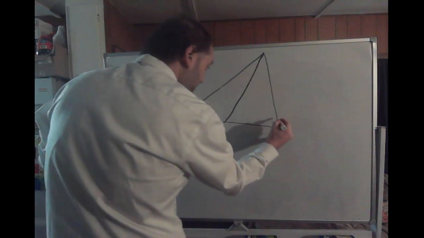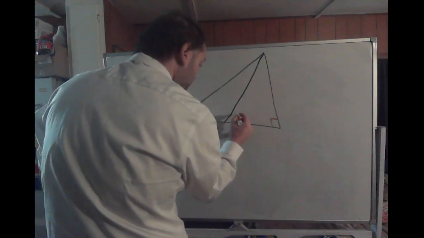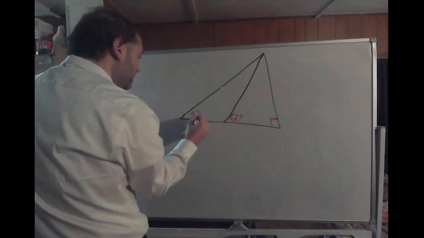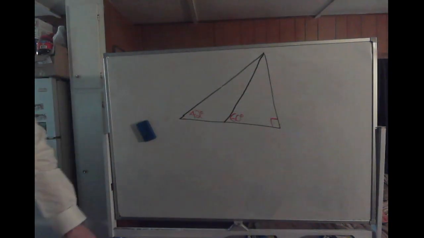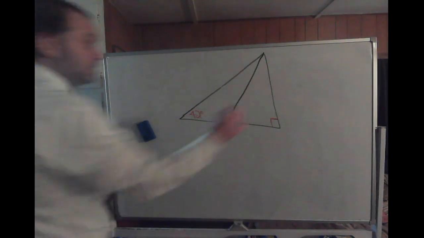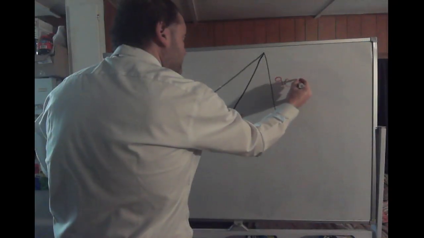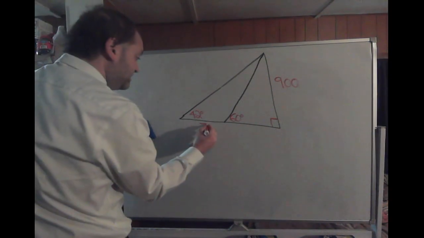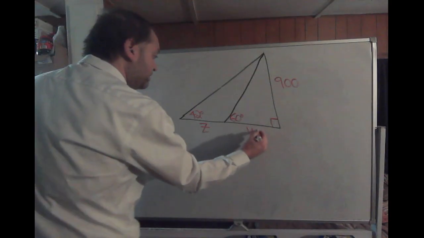So this is a right triangle. This is 60 degrees. This here is 42 degrees. This here is 900. This has a length of Z. This has a length of W.